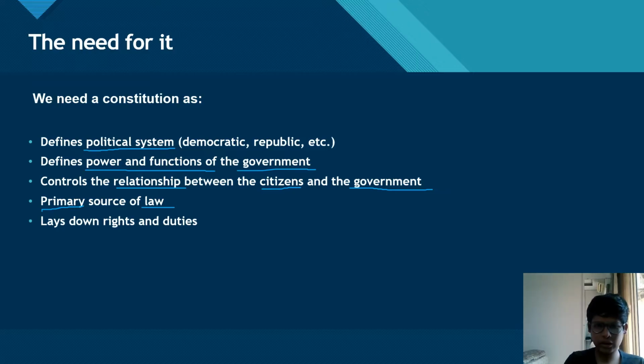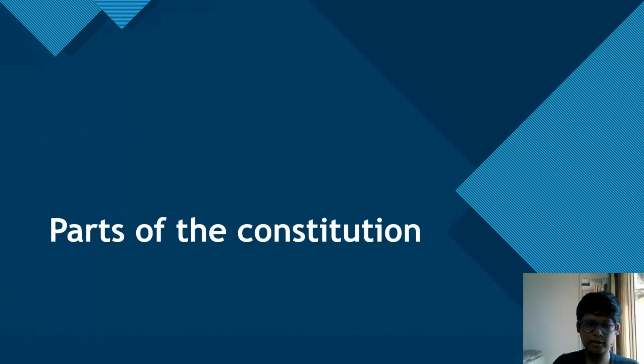We get all the laws through our constitution and the rest are made by the government, but mainly the laws are got from the constitution. Then it lays down the rights and duties. It puts the rights and duties of our citizens and also for the government, which we'll discuss later here only. Then with that, let's continue to the parts of the constitution. We studied about our constitution and about why we need it.